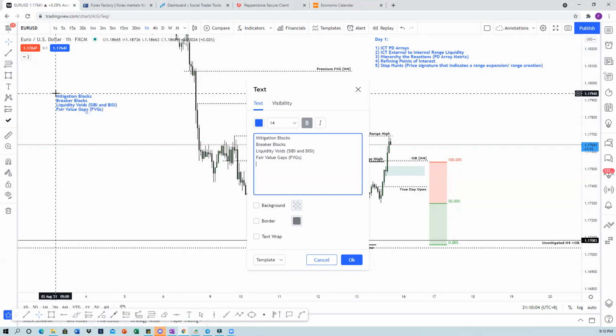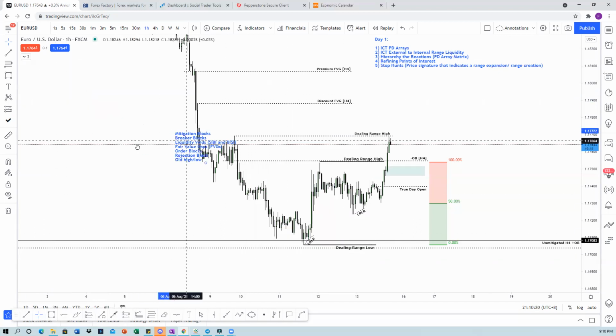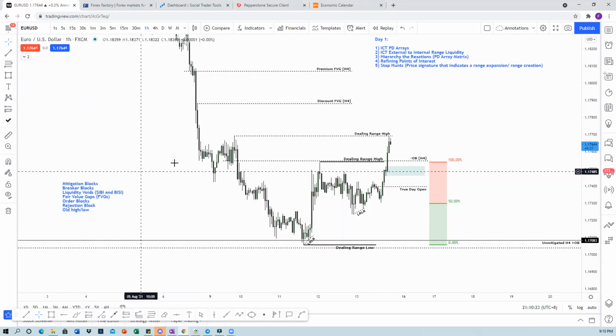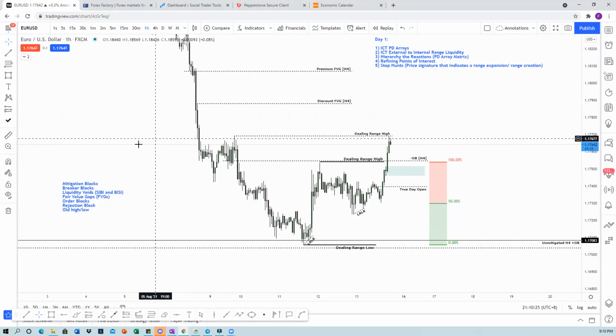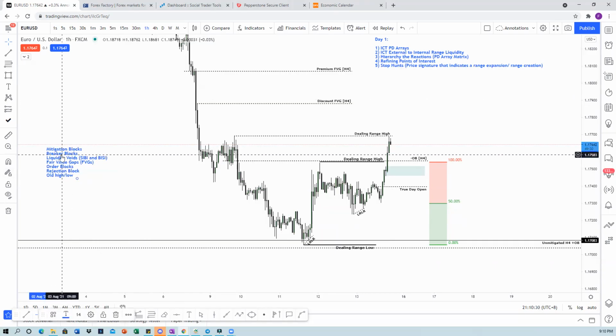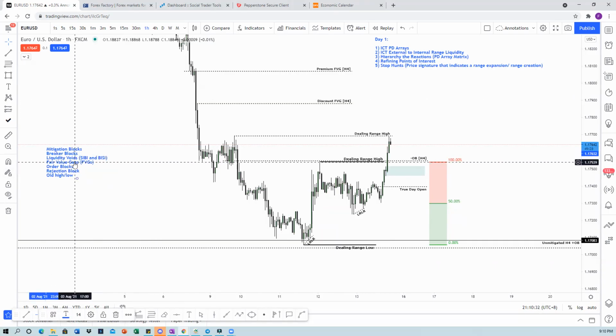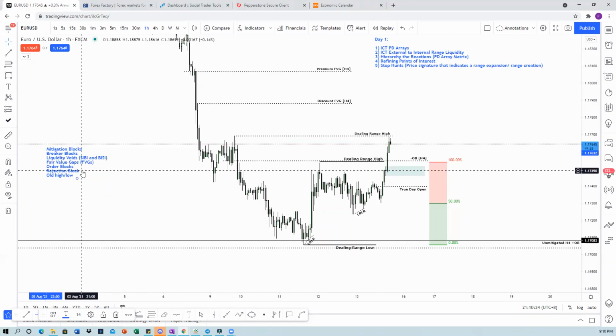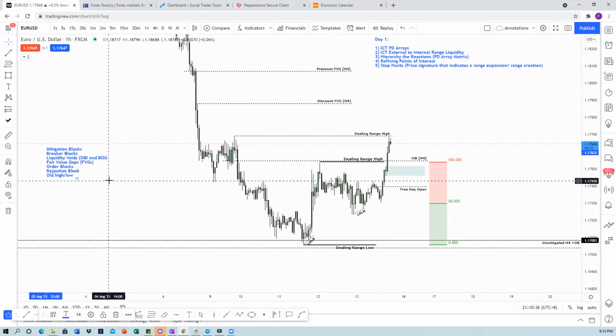Then you have order blocks. After an order block, what do you have? Rejection block. After rejection block, you have hold high, low. Okay, this is how the PD array matrix works. Now, we know what an ICT PD array is, and now we are looking at the hierarchy in which they work. Mitigation block, breaker block, liquidity voids, fair value gaps, order blocks, rejection block, and hold high, low.